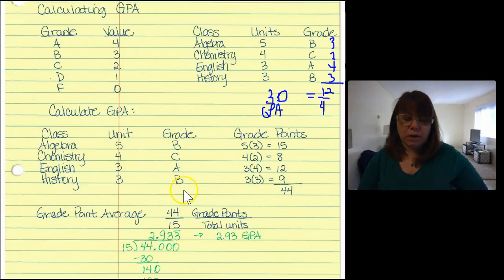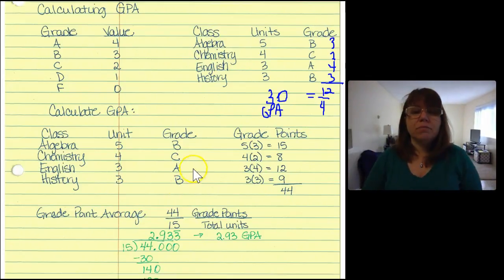Well, here's how you figure out your grade point average. You take the number of units, multiply it by the letter grade value. A B is worth 3 points, so 5 times 3 is 15. C is worth 2, so 4 times 2 is 8. An A is worth 4 points, so 3 times 4 is 12. A B is worth 3 points, so 3 times 3 is 9. You add all of those points up, you get 44.